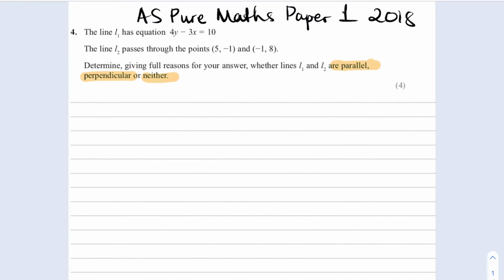So we know that lines are parallel if they have the same gradient. We know that they're perpendicular if one of them has a gradient of m and the other one has a gradient of minus 1 over m. So same gradient, or m and minus 1 over m, or neither, which is everything else.